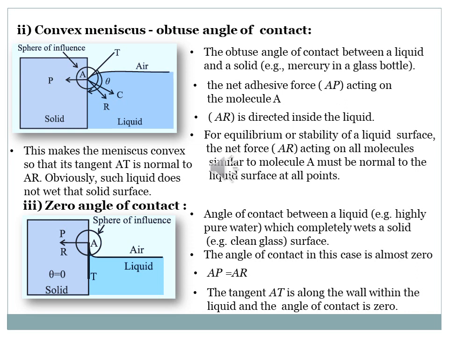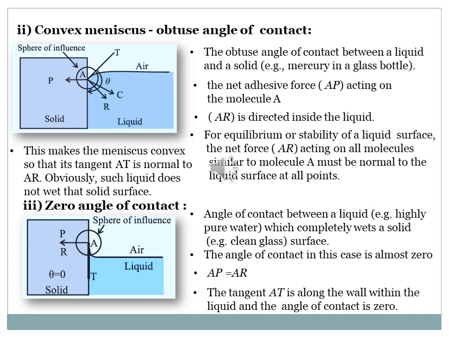Either it wets or it does not wet. It will wet the solid surface completely in the case of highly pure water and a clean glass surface. This happens, so the angle of contact becomes completely 0, and they completely wet the solid surface.